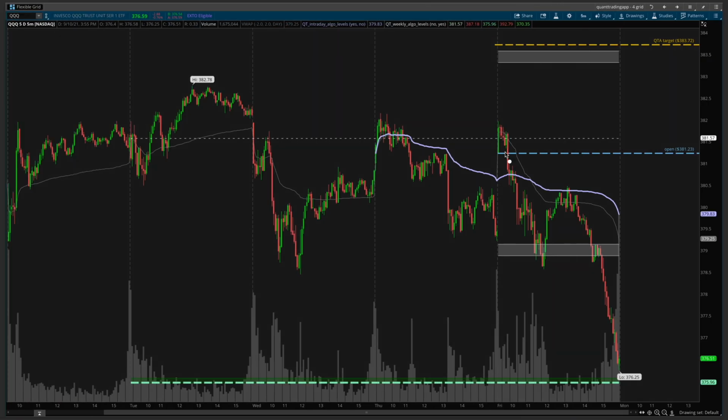You guys can already see it did not hit its target. It would have had to come up here. It actually ended up failing. So you guys can see how that one ended up playing out.